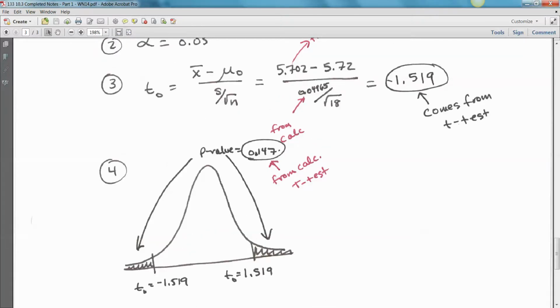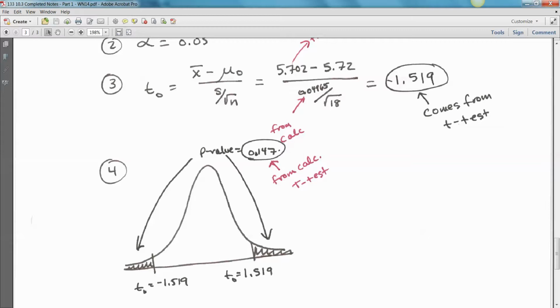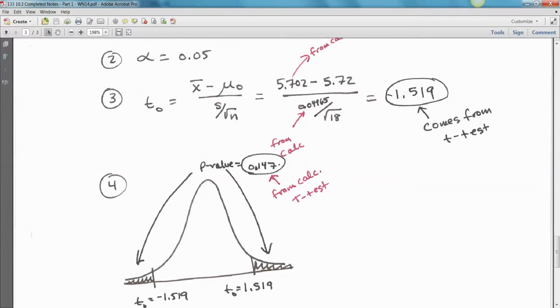So notice, by the way, since it's a two-tailed test, the calculator actually knows that it's two-tailed and it already has it all figured out. So the p-value of 0.147 is actually both sides of the tails put together for you. So it's not 0.147 on the left and 0.147 on the right. It's 0.147 for both the left and right put together.